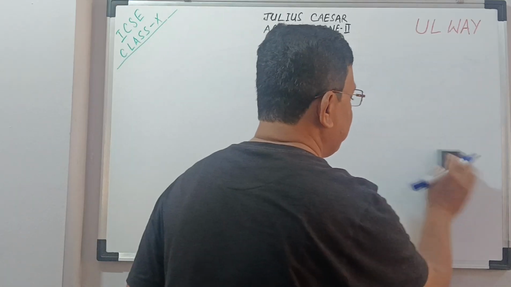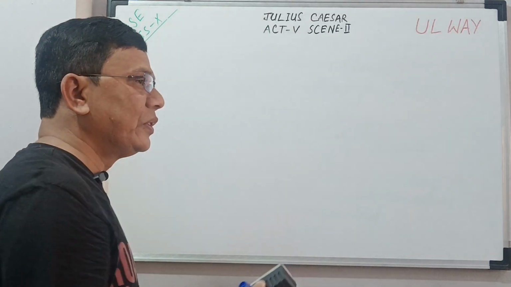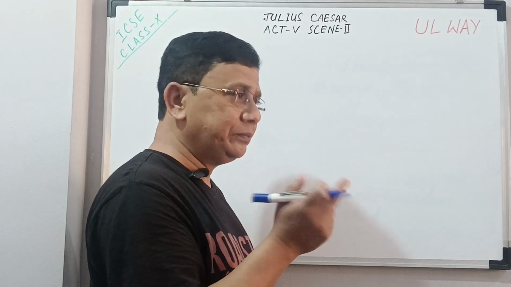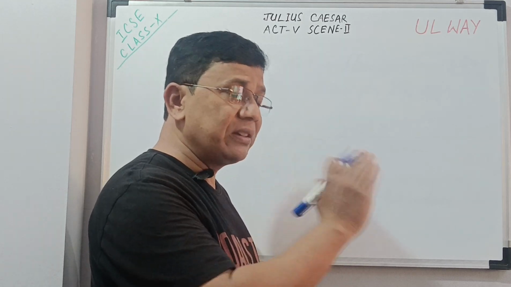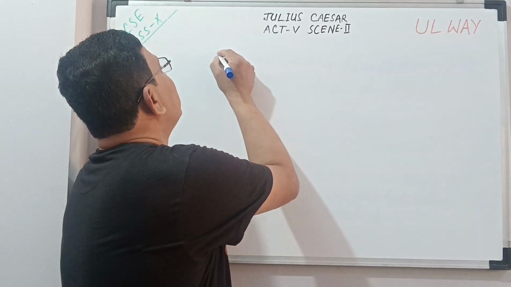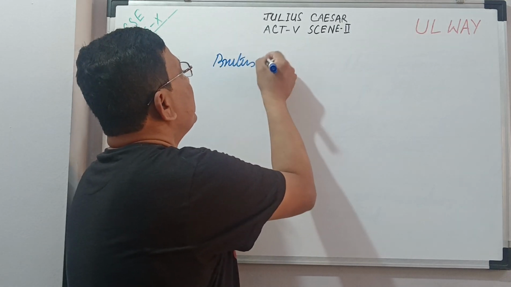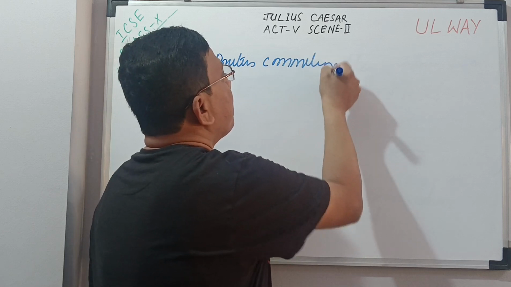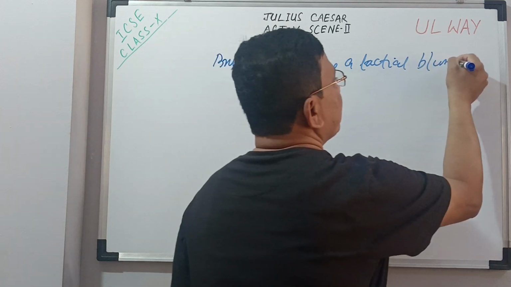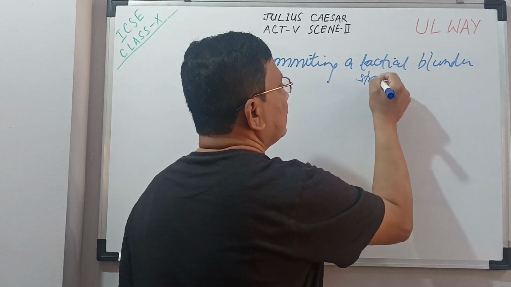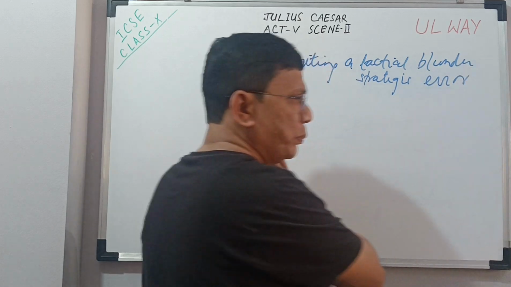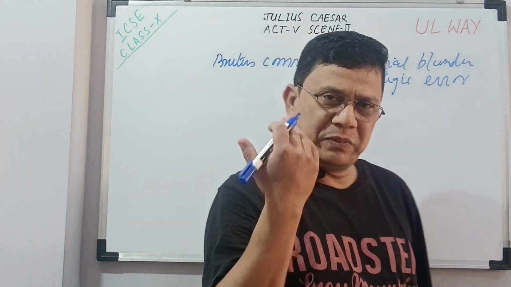So these written messages were delivered to Cassius, and this changed the whole way the war was being fought. I told you in the beginning of the video that this is very significant, and how it is significant, I'll tell you now. What do we see here? We see Brutus committing a tactical blunder, a strategic error, which put paid to all their hopes of winning the war, which made them lose the war.